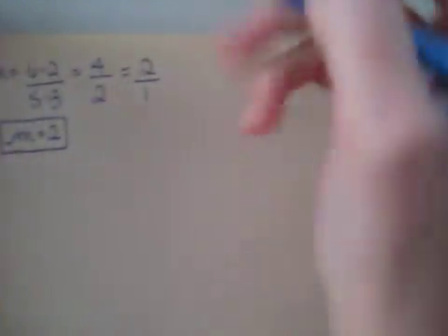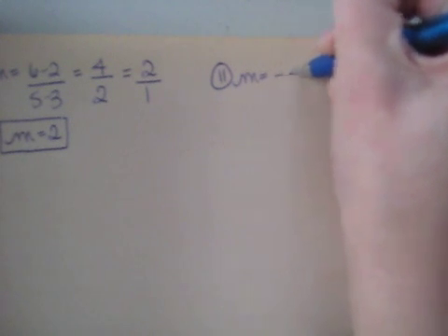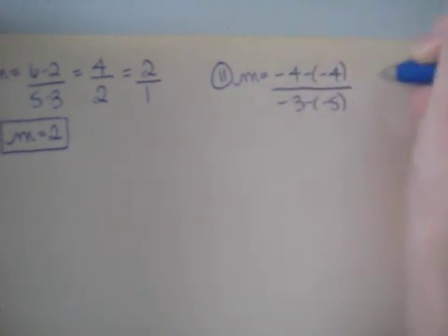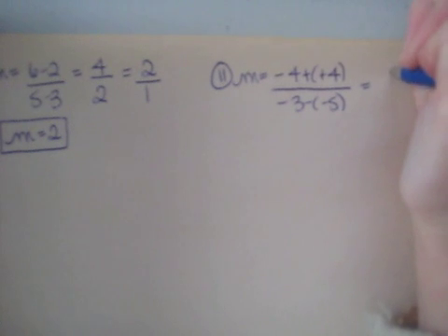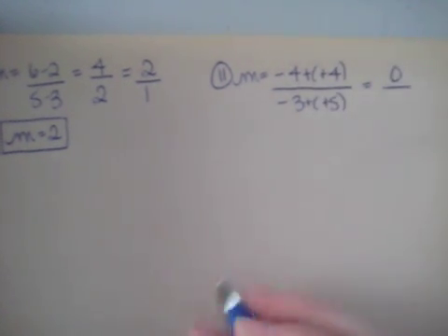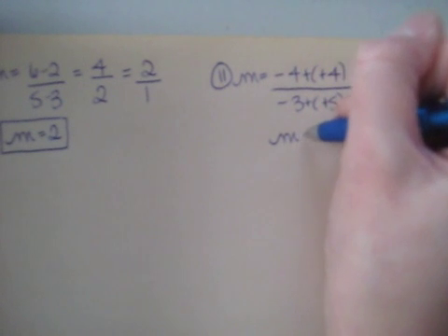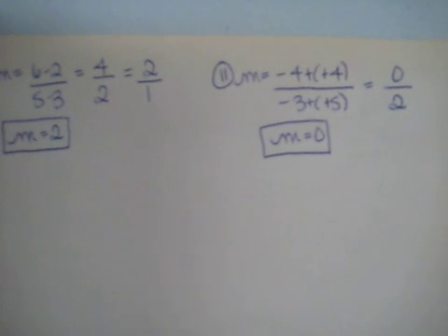Okay, next one is number 11. Same thing is already set up for us, so I'm just going to rewrite it from the textbook. Now I'm going to simplify. Double negatives means plus. So really that means negative 4 plus 4, which is 0. Negative 3 plus 5 is 2. Whenever I have a 0 in my numerator, that simplifies to simply a slope of 0. Slope of 0 is a horizontal line, which we saw back in 3.1. When you have a horizontal line, that is a line parallel to the x-axis.